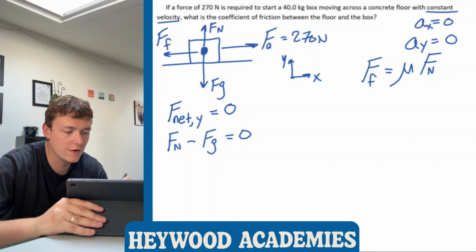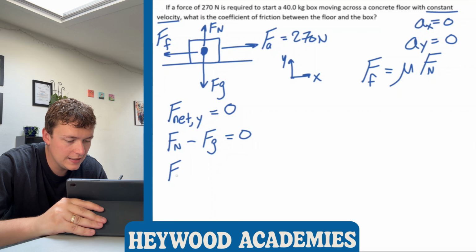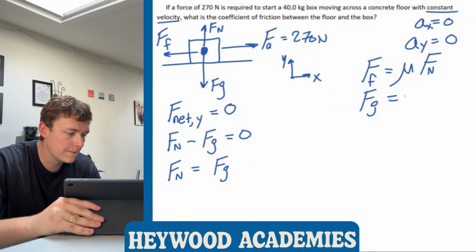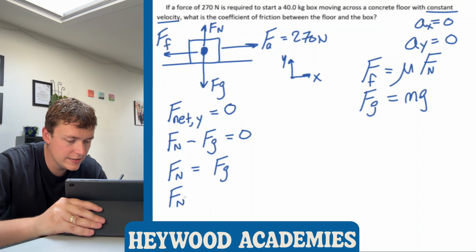Equal to 0 because there's no acceleration. Then the normal force is equal to the force of gravity, and the other equation that we have to work with is that our force of gravity is equal to mg. So that means that in this case our normal force is equal to mg.